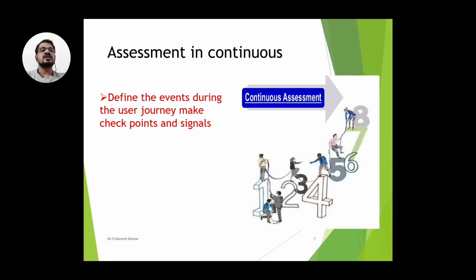So all these things we have to make as different events during the user's journey, and also make the checkpoints and the signals to the process. So each point of access in multiple methods.